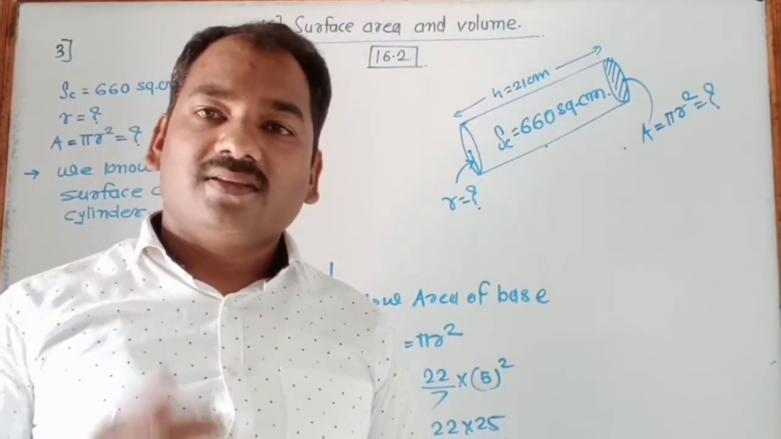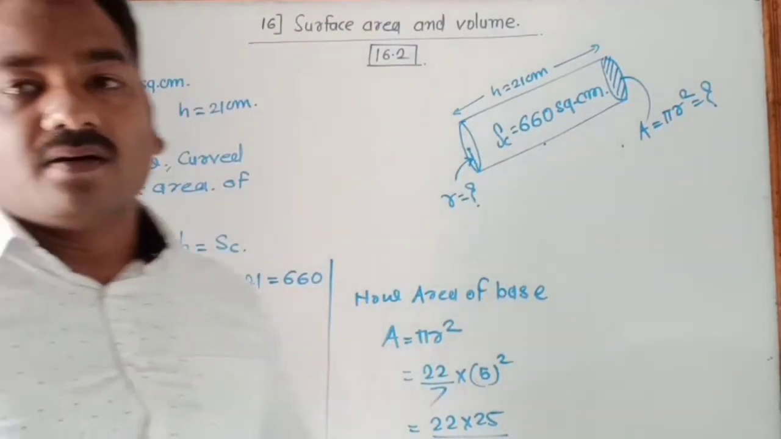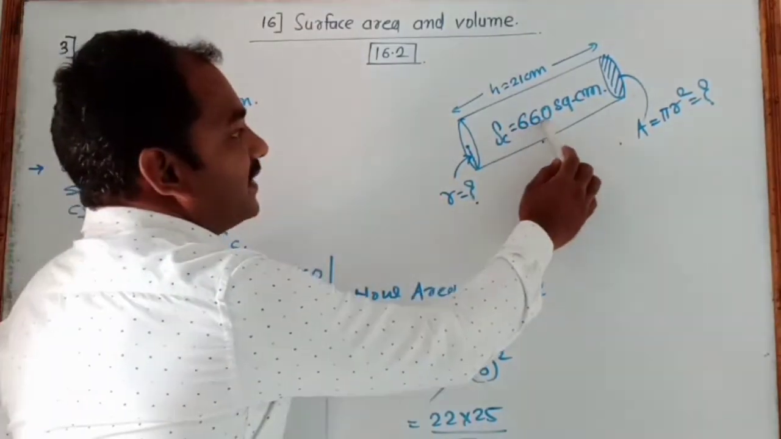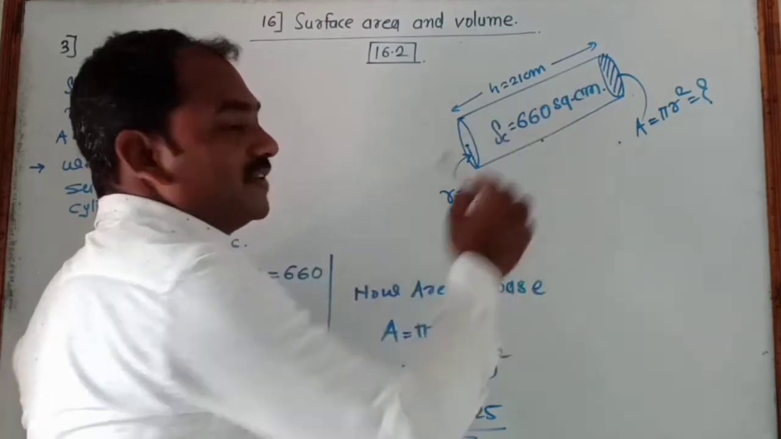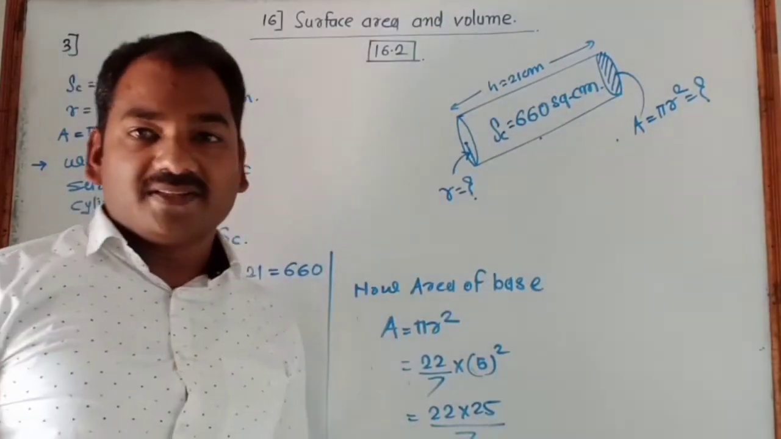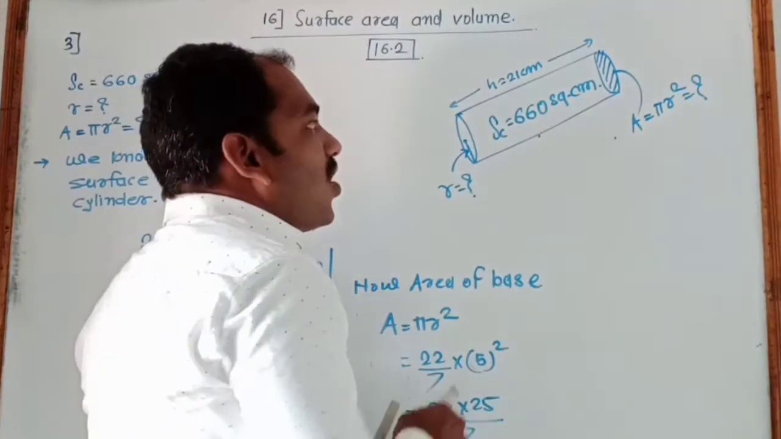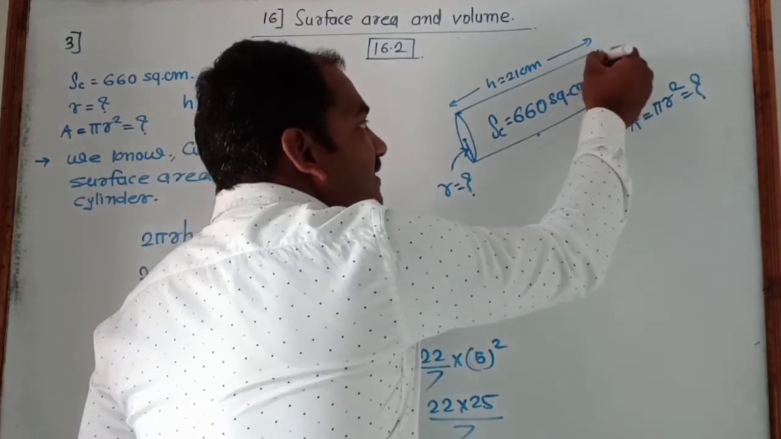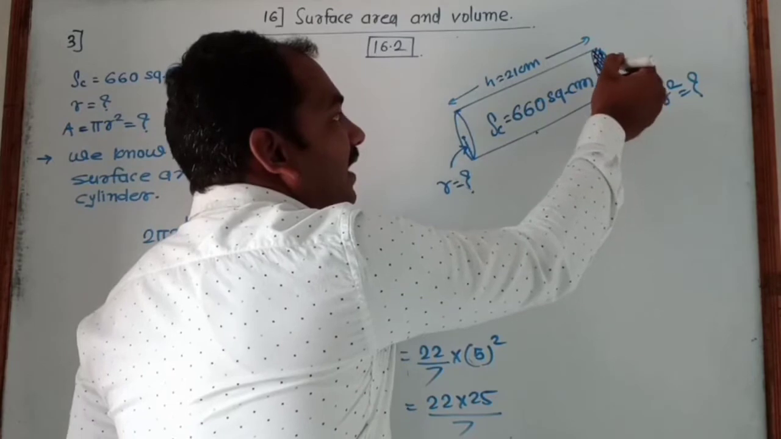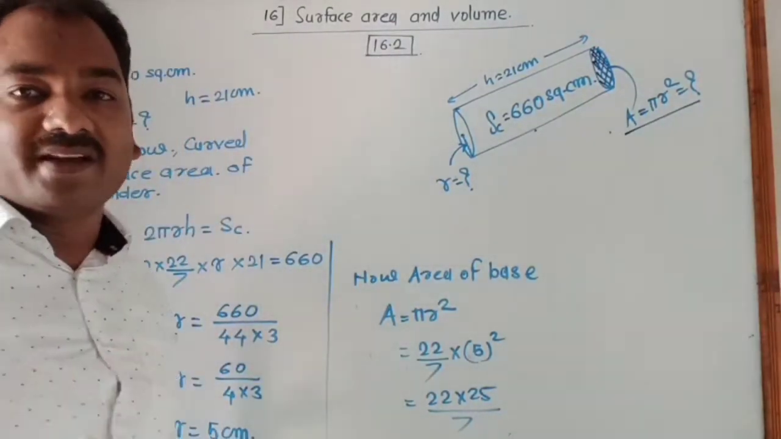Let us move on to the third question. In the question, we are given the curved surface area of a cylinder, that is 660 square centimeter, and the height of the cylinder is 21 centimeter. So we have to find the area of base. See here, this area of base we have to find. This is a circle, and the area of a circle is pi r square. That means we have to find pi r square.